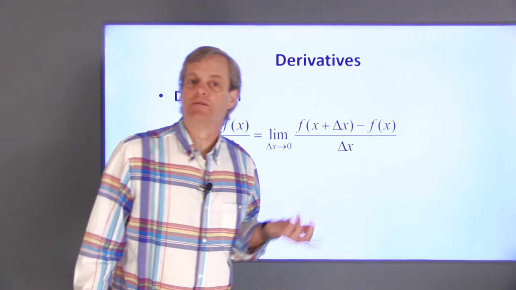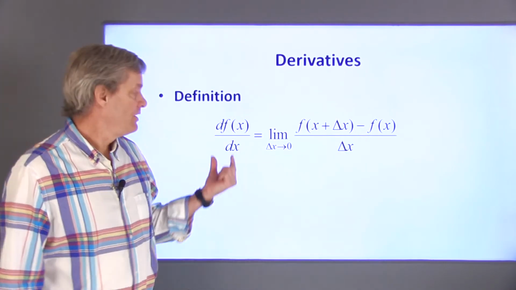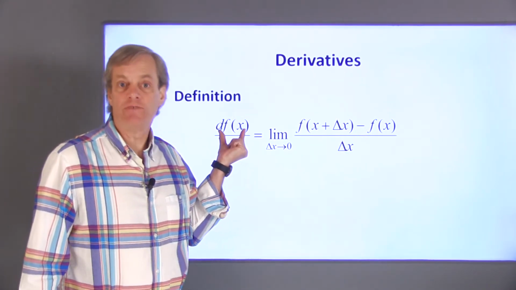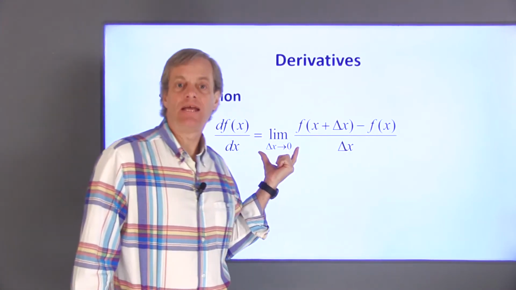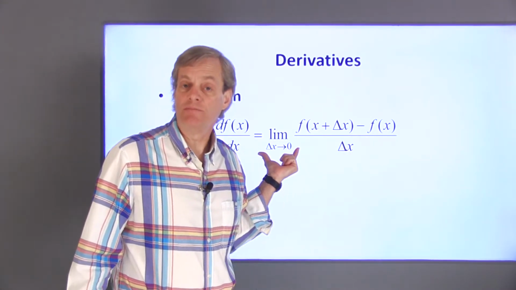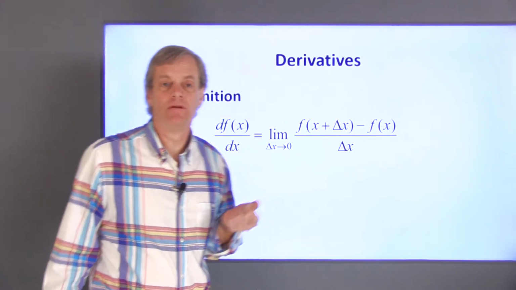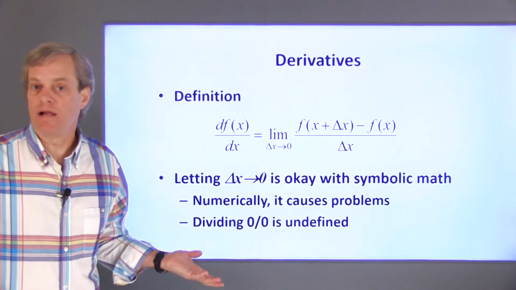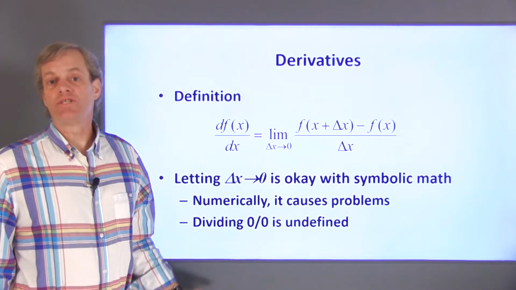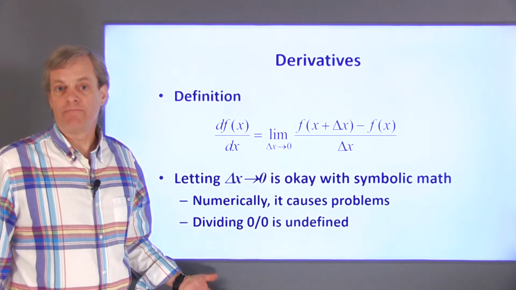This is the definition of a derivative. The derivative, denoted by df/dx of the function, is the slope of a straight line in the limit as the distance between the points becomes infinitesimally small. Letting delta x go to 0 is allowable in symbolic math, as long as there are no sudden changes in the value of the function.